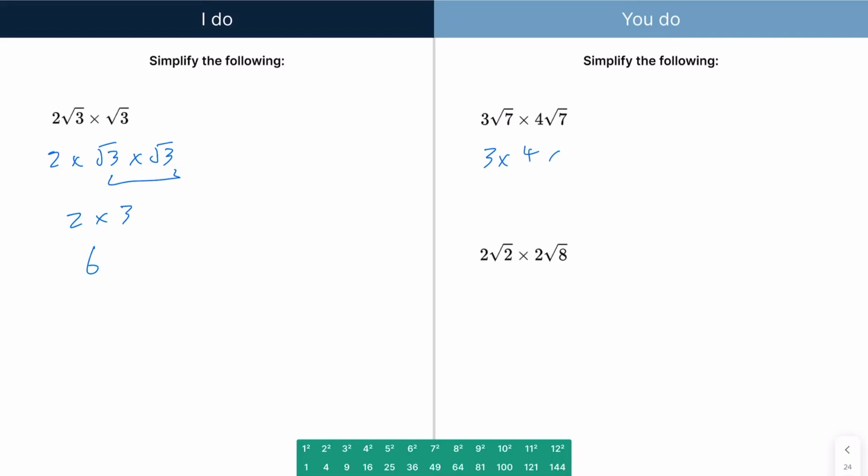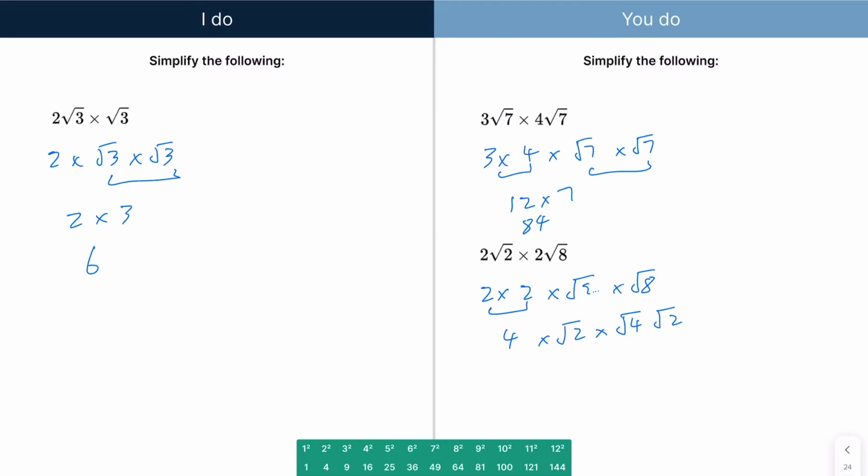So I prefer to write the numbers by themselves and then the surds by themselves, and then that becomes 7, that becomes 12, and then 12 times 7, and that's going to be 84. And then down here, we've got 2 times 2 times, again, I like to write the square roots on their own, so that becomes a 4. That leaves us that. The root 8 can be broken down into that, and then that becomes a 2, so that'll be 4 times 2 times, let's get the two of them together, that becomes 8 times, that can combine together into a 2, which then becomes 16 as the final answer.